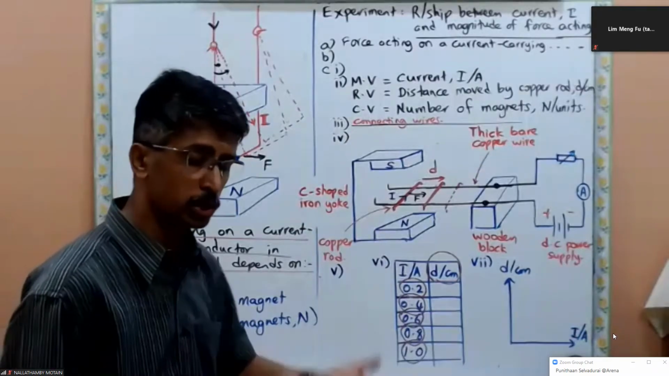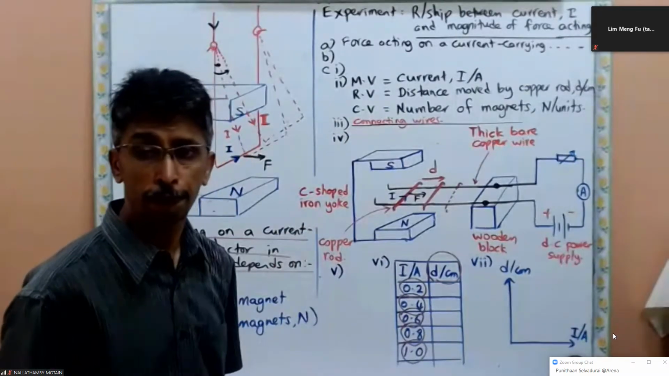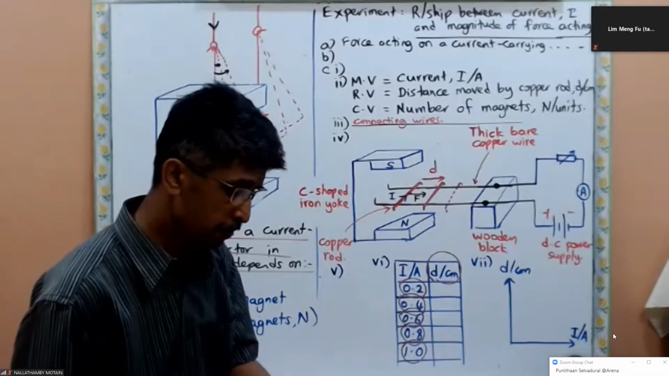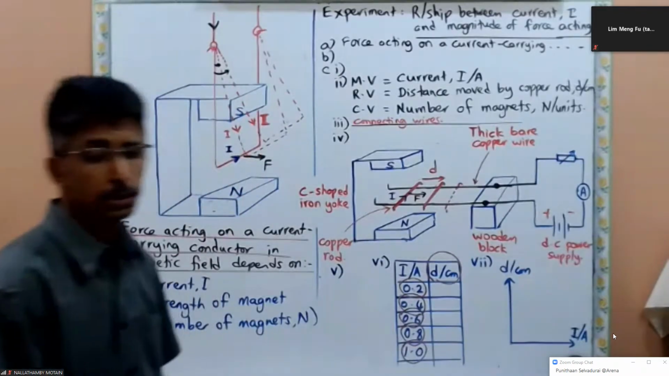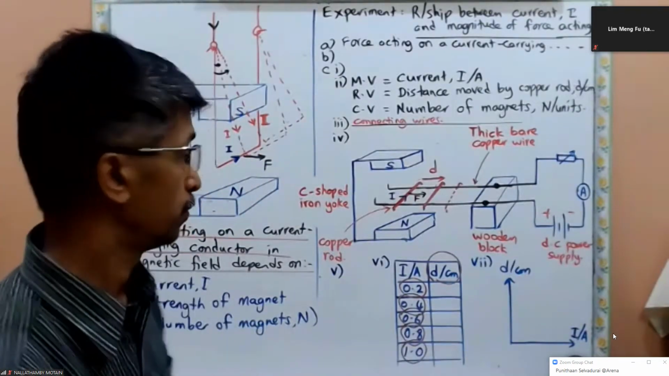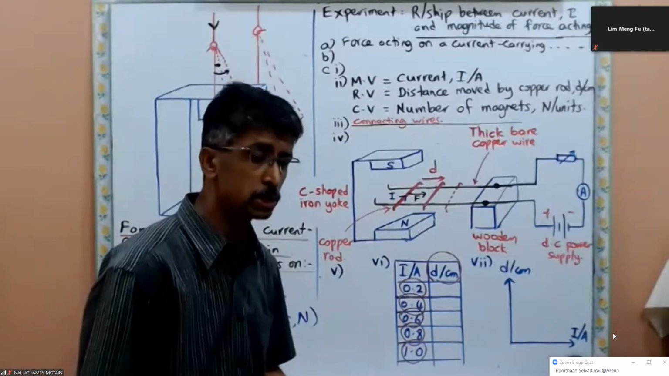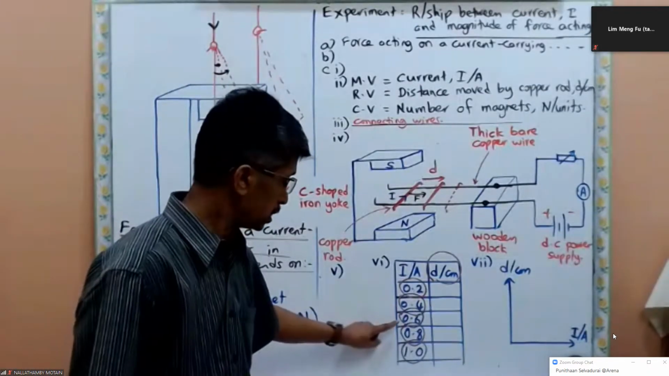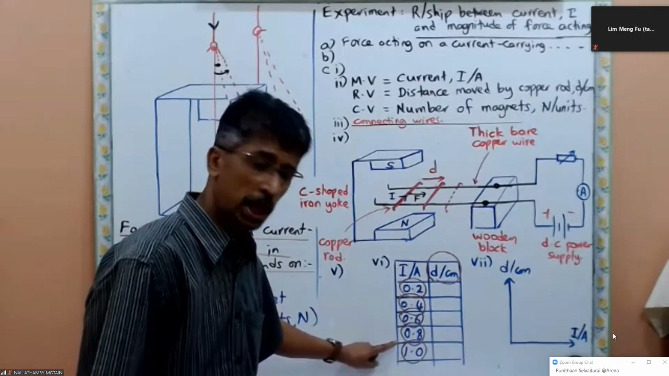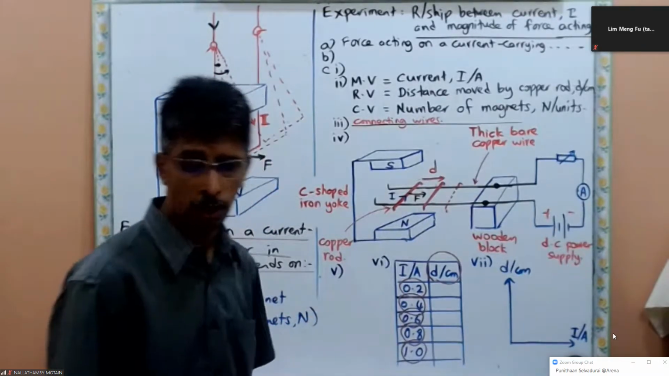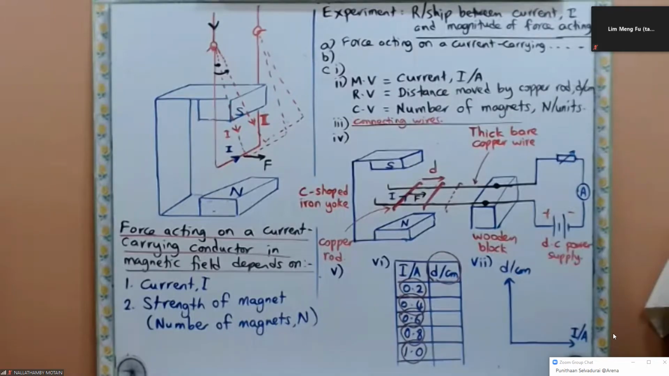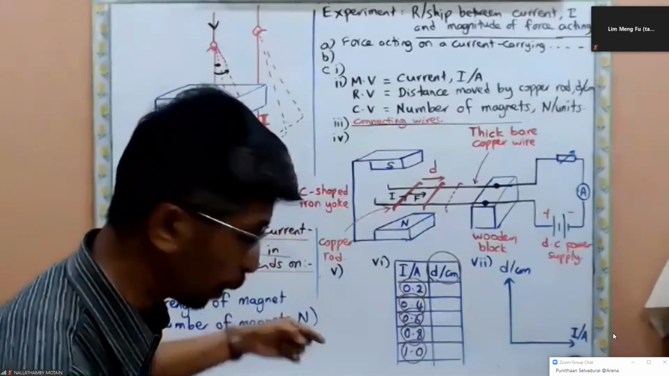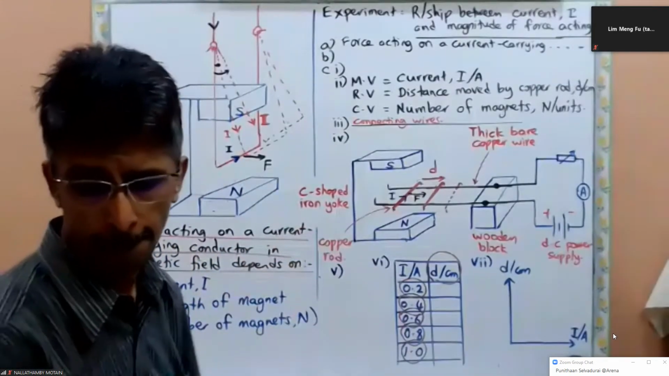The last one is what? Repetition. Repeat the procedure above using currents of 0.2 ampere, 0.4 ampere, 0.6 ampere, 0.8 ampere, and 1.0 ampere.